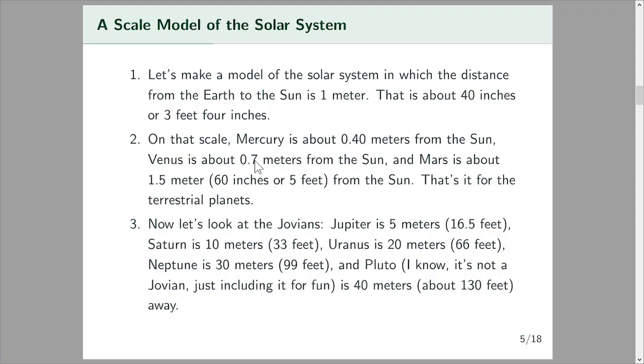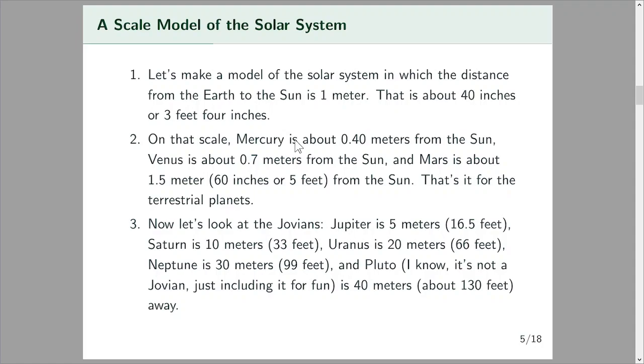Venus is 0.7 times that, so that's maybe 28 inches. Mars is about 1.5 meters, or 60 inches, or 5 feet from the sun. So on a scale where Earth is 40 inches from the sun, all these guys are within about 5 feet of the sun: Mercury, Venus, Earth, and Mars. And that's it for the terrestrial planets. So we have a model of the sun in our little scale solar system that would all fit easily in a room.